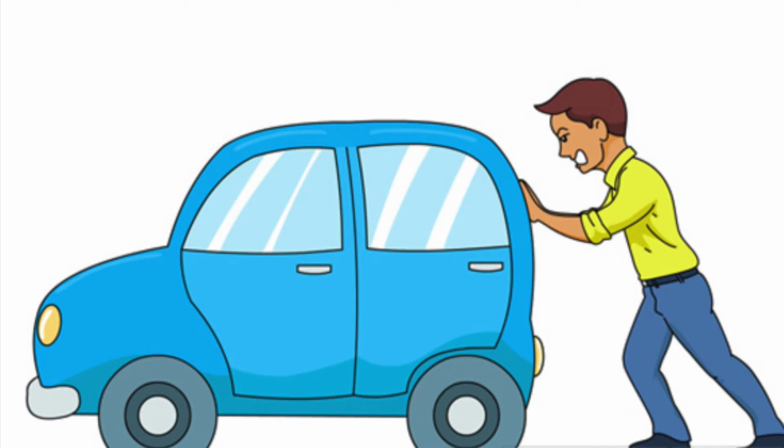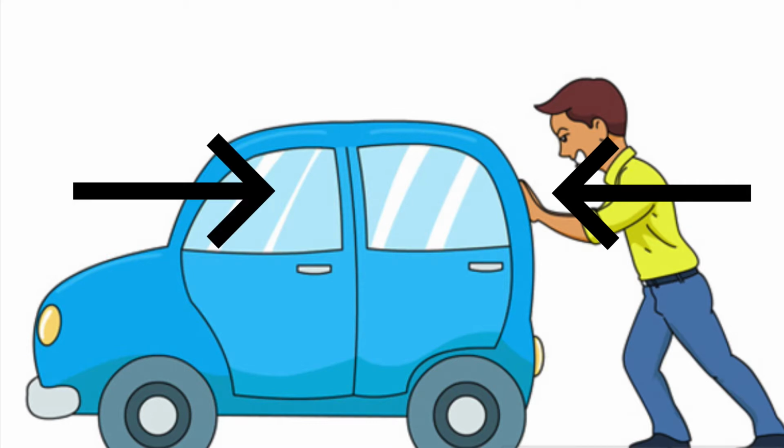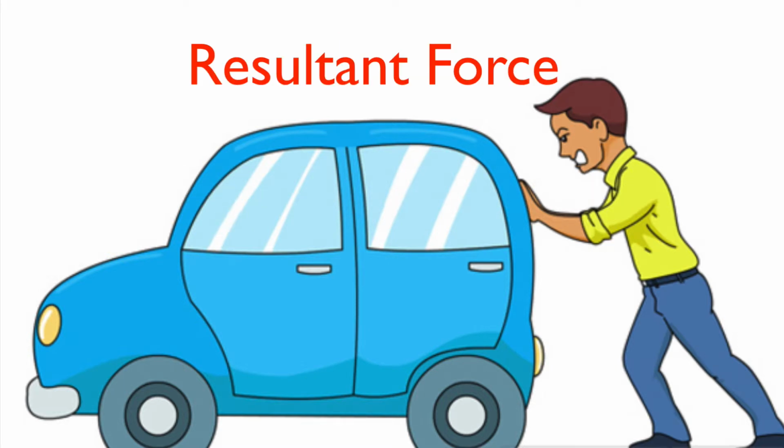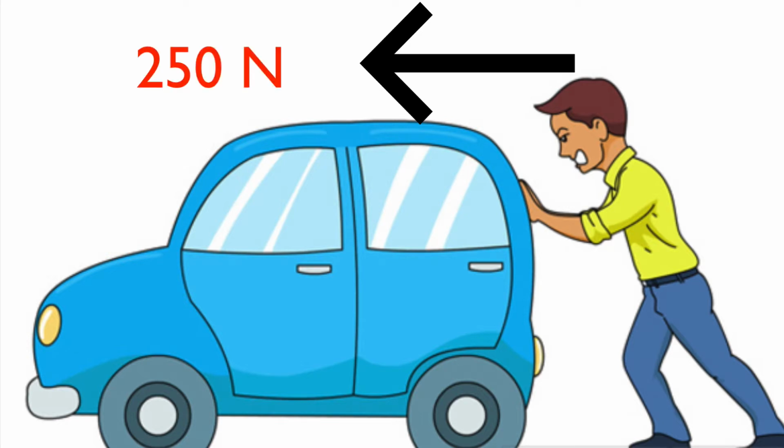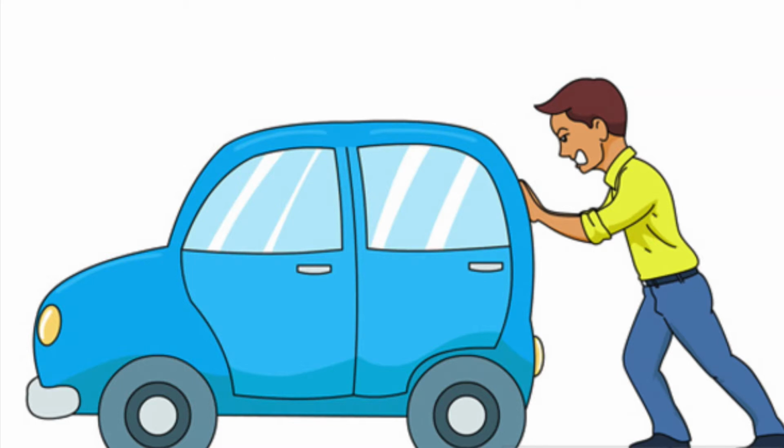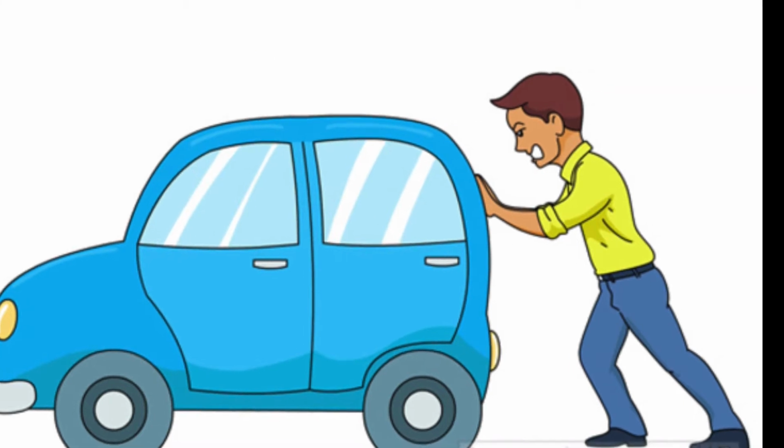But there is one force we haven't talked about yet. While the man is pushing on the car, the car is also pushing on him. If it wasn't for this, the car would break. This is called a resultant force. Anyways, back to the example. As we said before, John is pushing the car with 250 newtons of force to the left. So that means the car will be moving 250 newtons to the left.